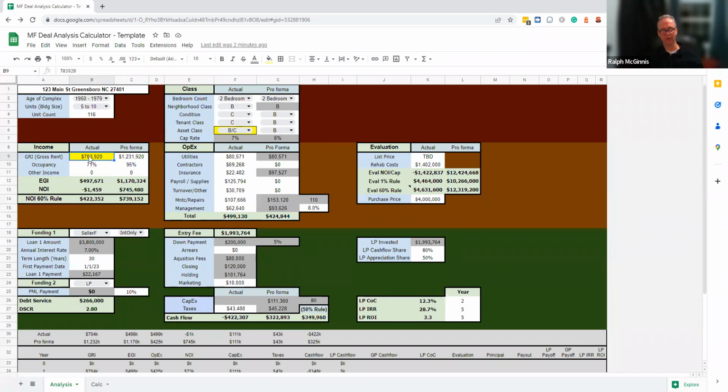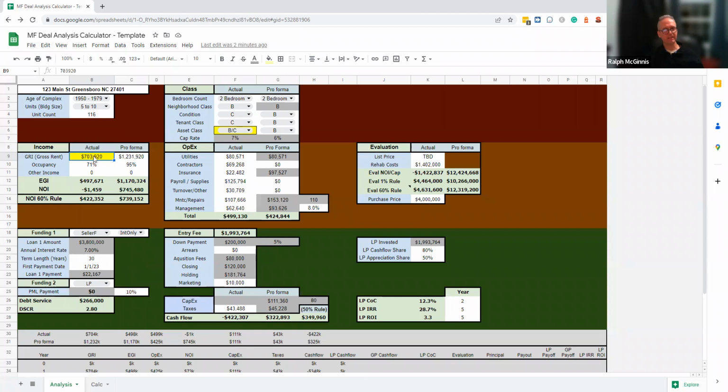Very important number. Your evaluation really comes off of an NOI, but if you don't have all the records, which you'll find in a lot of these B and C class properties, the record keeping is not very good. So you might not have all the numbers you need to develop a solid NOI. If that's the case, you can go off of the GRI, and I'll show you how to do that.